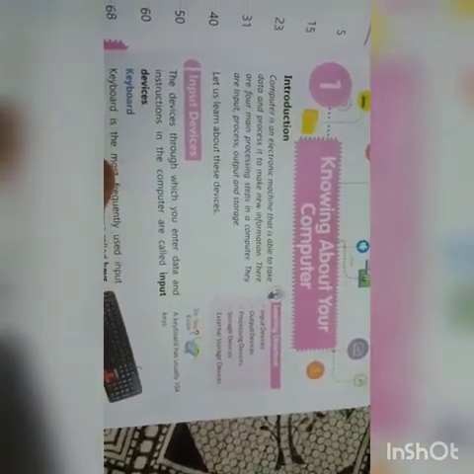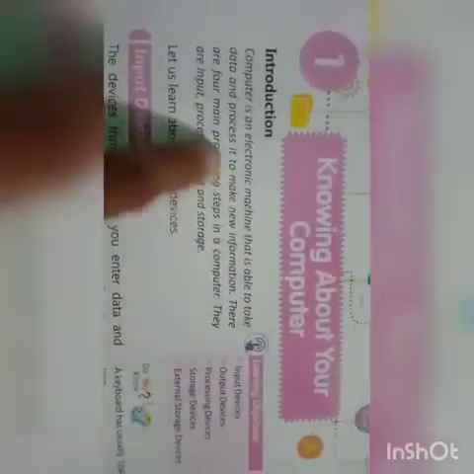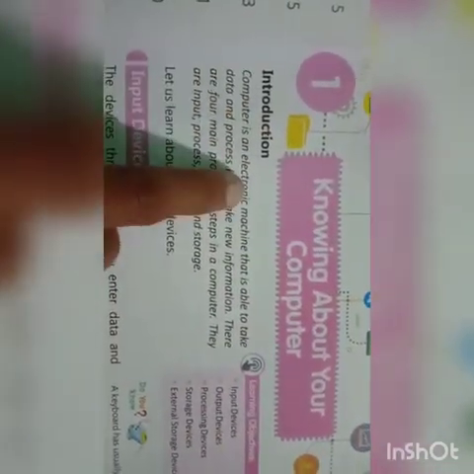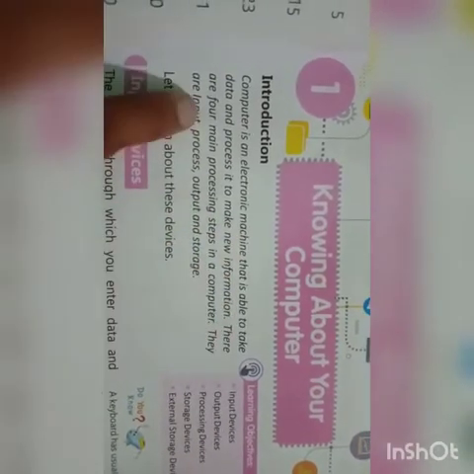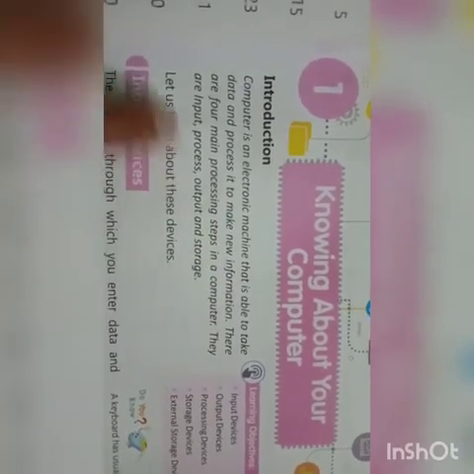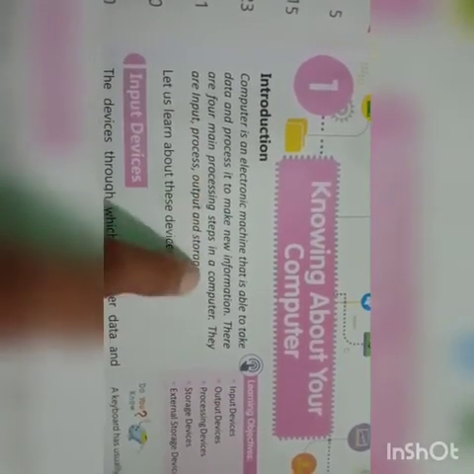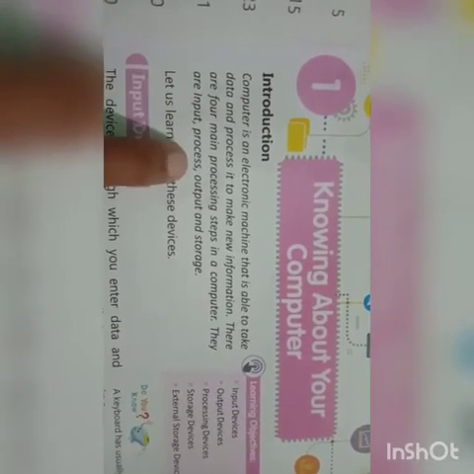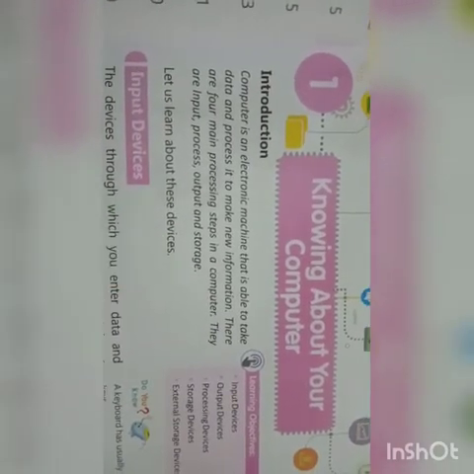The introduction of computer. After that, input device, processing, output device and storage. So firstly, the introduction of this chapter. A computer is an electronic machine that is able to take data and process it to make new information. There are four main processing steps in a computer, and they are input, process, output and storage.